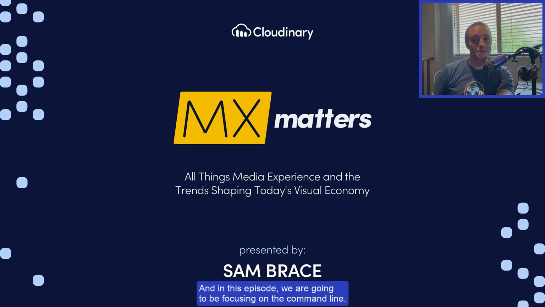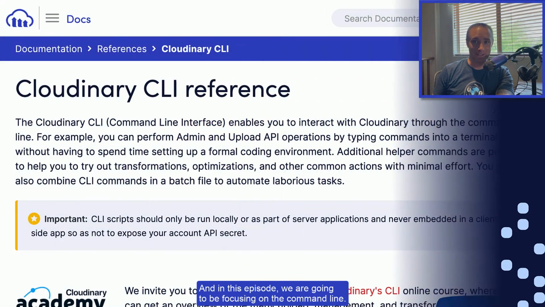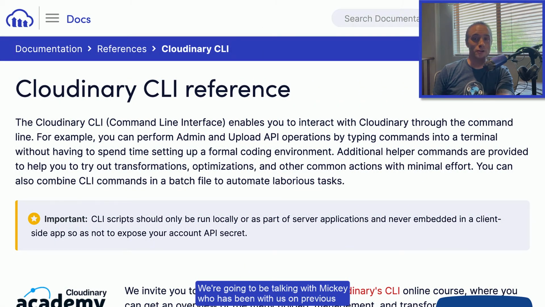And in this episode, we are going to be focusing on the command line. We're going to be talking with Mickey, who has been with us on previous episodes, and discussing Cloudinary's command line interface, also known as a CLI, and focusing on the ways how developers can now not just be working with our APIs, but also use our CLI to do amazing things with their images and videos that they need to deploy for sites and apps that they're working on. Whether it's uploading, managing, transforming, or delivering those files, all of it can be done with a command line. And we'll dive into all those details on why we built it and how to use it with Mickey.